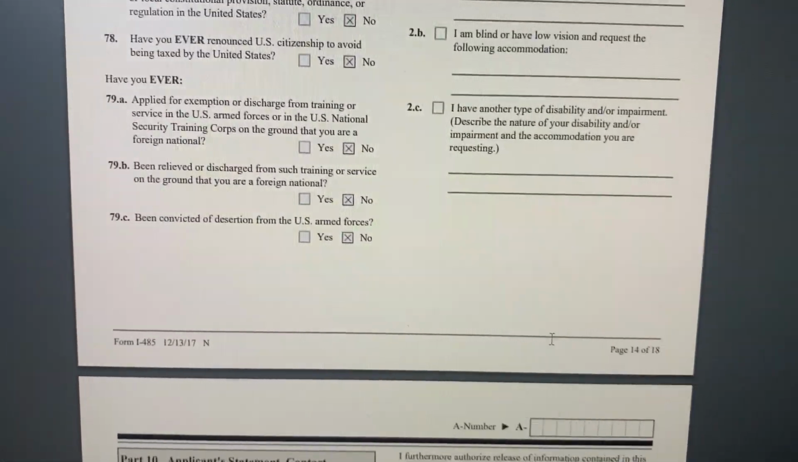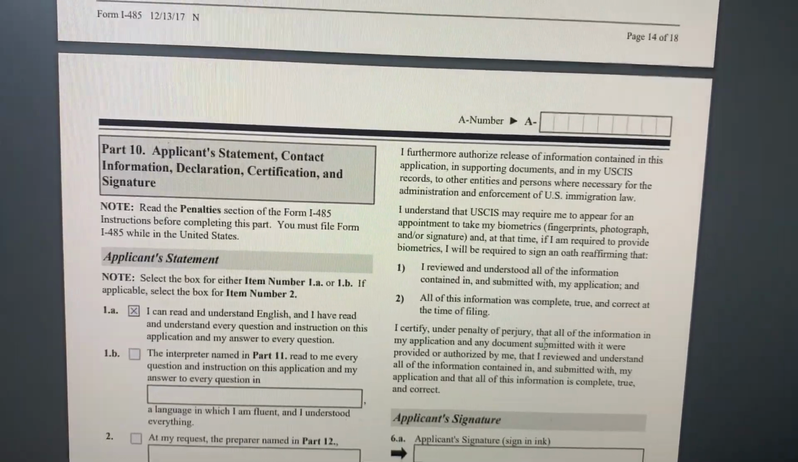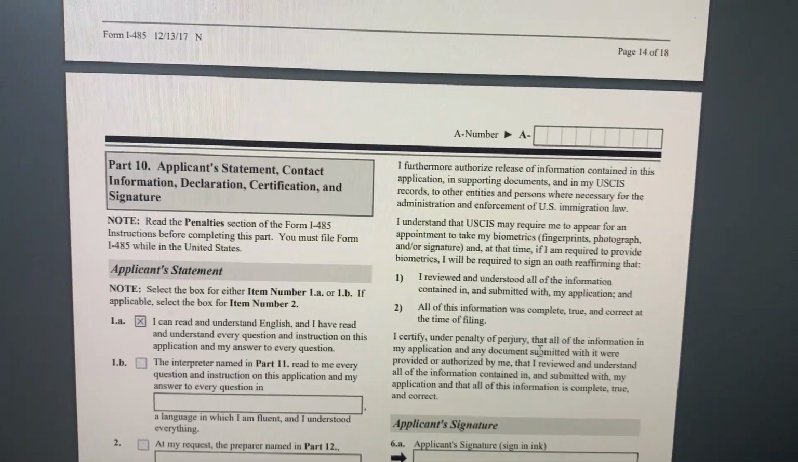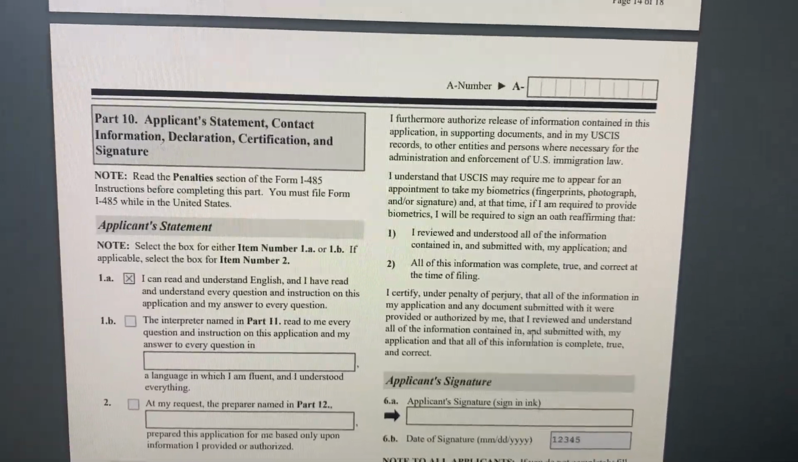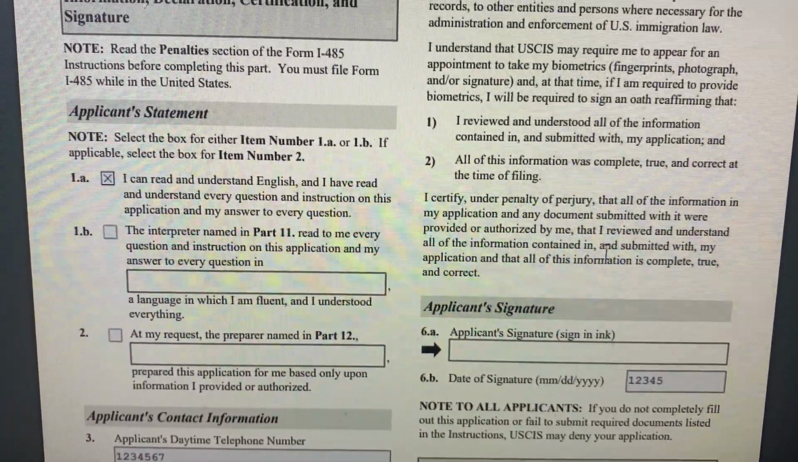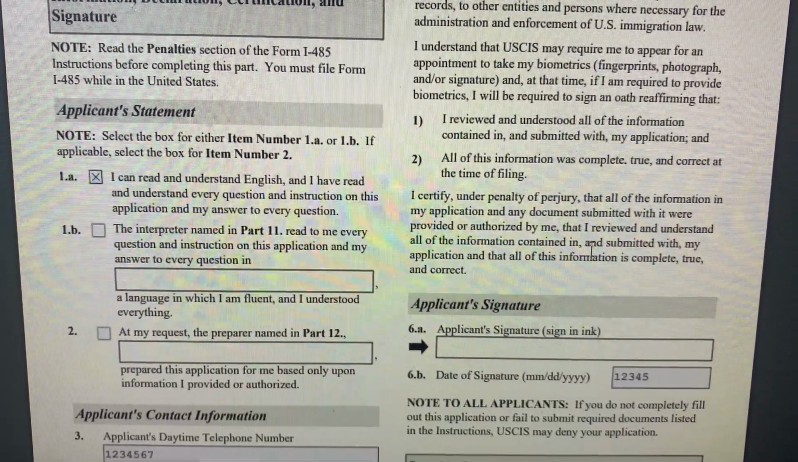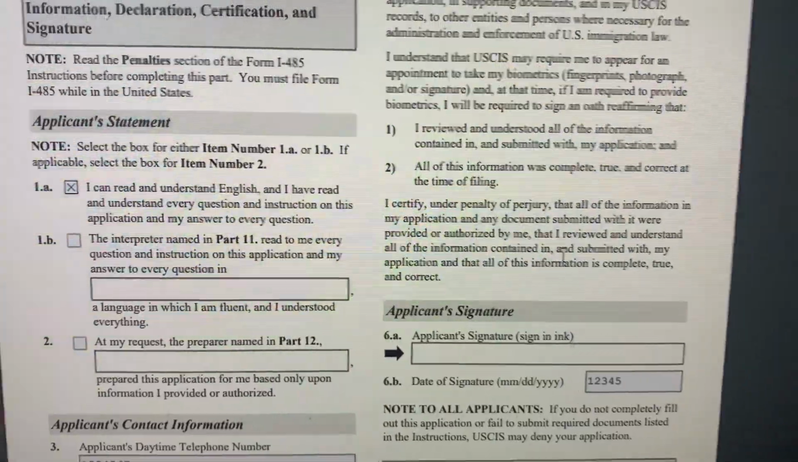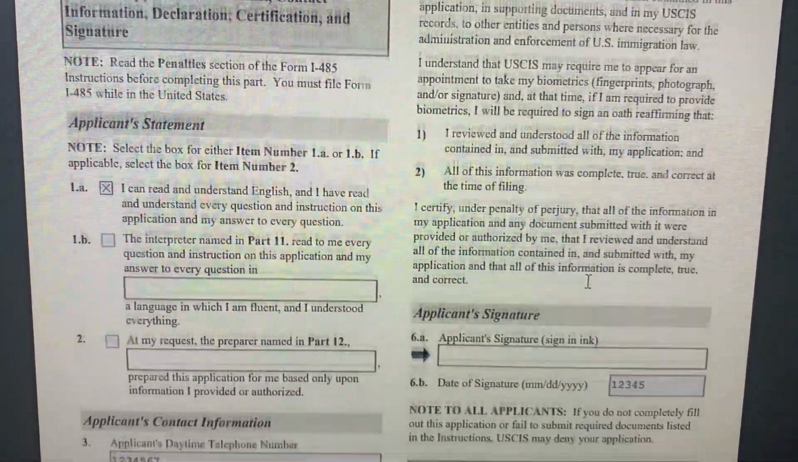Moving on to page 15. Applicant's statement, contact information, declaration, certification, and signature. So yeah, applicant's statement, 1A: I can read and understand English. I have read and understood every question and instruction in this application, and my answer to every question.